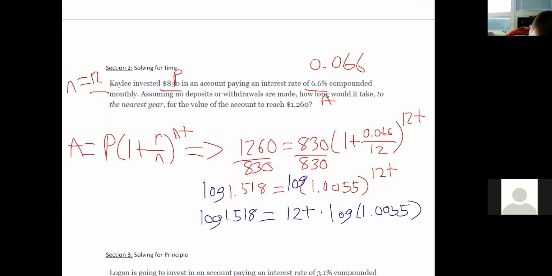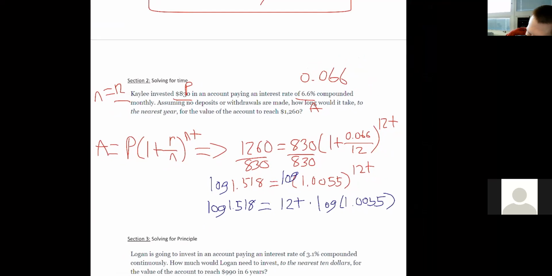So then to solve for t, basically I would just have to divide everything that's on the same side as t. So you're going to divide the 12 over, and you're going to divide that log part over, because that would get rid of this 12 and this log. I'm kind of skipping a little bit of writing. But basically, we're going to put this in our calculator. Here, I'm going to just write this down. Log of 1.518 all over 12 log of 1.0055.